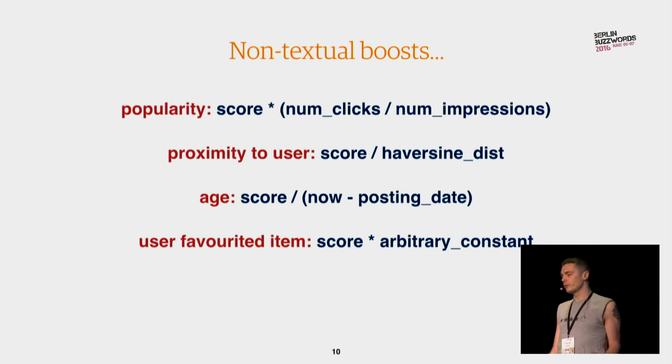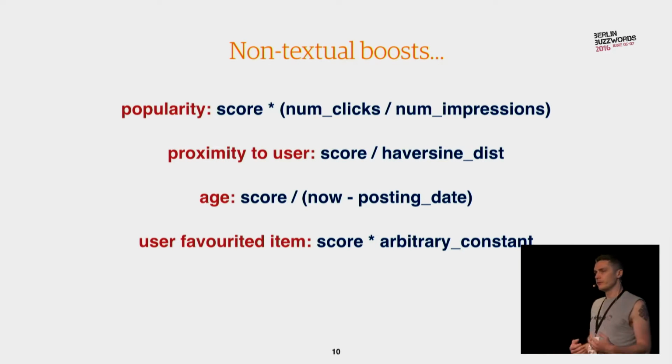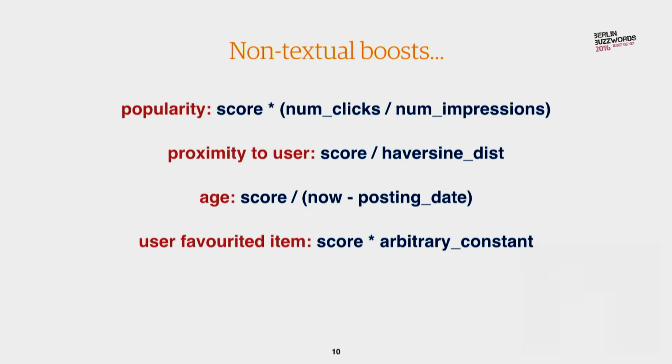Now, you might also want to modify the relevance score by other external factors, like the item's popularity or age, or even its proximity to the user. For example, if you're ranking hotels or restaurants or something like that. You might even want to multiply the relevance score by an arbitrary constant, 1.5 or 2.0 or something, if the user has previously favorited that item in order to start personalizing the search results.